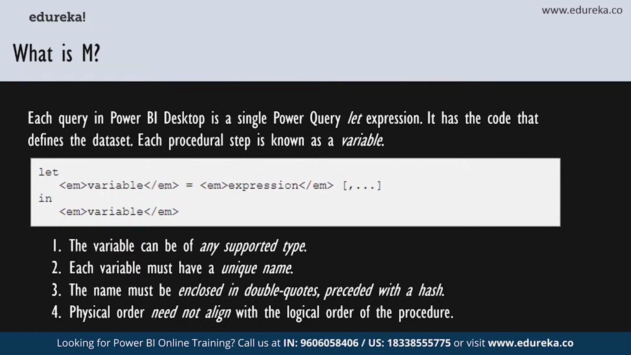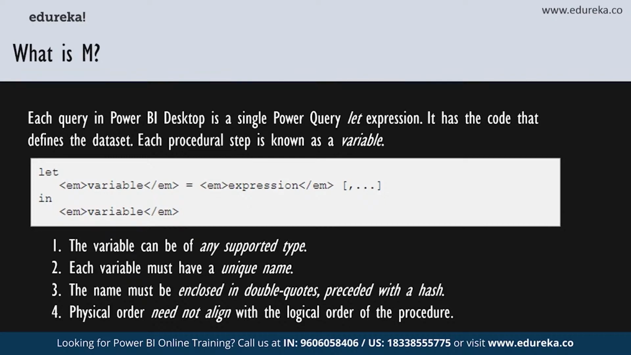Now, we spoke a lot about the let statement and none about the in statement. So, a little input here. The in statement is basically like a return function. It returns a variable value that defines the dataset's final shape. In most cases, if not all, this is most likely to be the last variable that you defined in your let statement. You can specify a different variable from the let statement, but there's usually very little reason to do so.